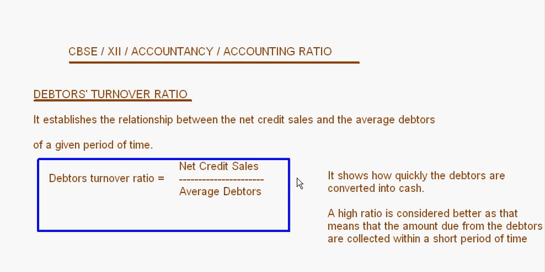In some of the questions, they will not be giving credit sales. Supposing they have given only total sales, nothing is mentioned about credit sales or cash sales, in that case we will take total sales only instead of credit sales, right? And in the same way, if no information on the opening debtors or the closing debtors is given, we will take the total debtors, right? So as of now, this is the formula: debtors turnover ratio is equal to the net credit sales upon average debtors.